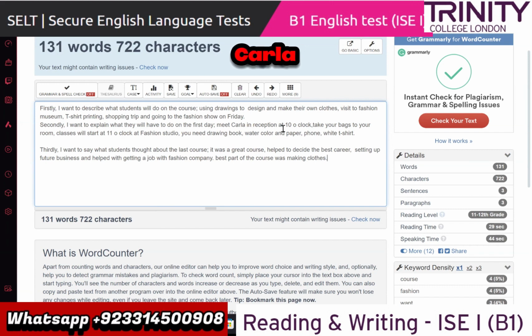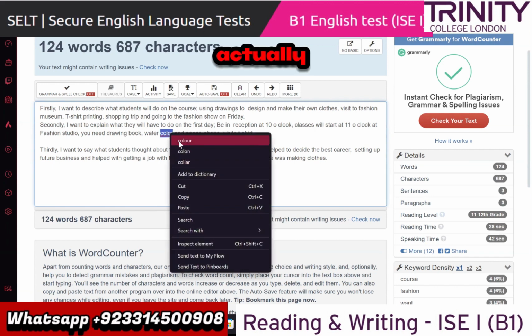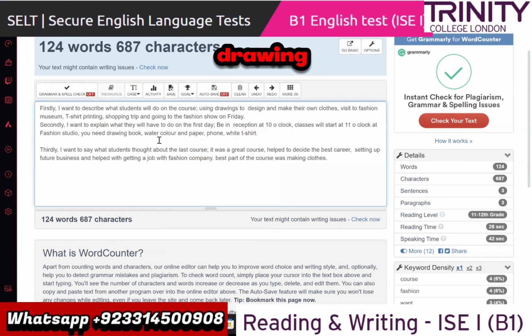Meet Carla. We can also go with be at the reception. Be in reception at 10 o'clock. I think we should remove this part because the most important information is classes will start at 11 o'clock at the fashion studio. Actually, this is a lot of information: drawing book, watercolor, paint, and paper. You must write stationery, comma, phone, and white t-shirt. Okay? And then 124 words.